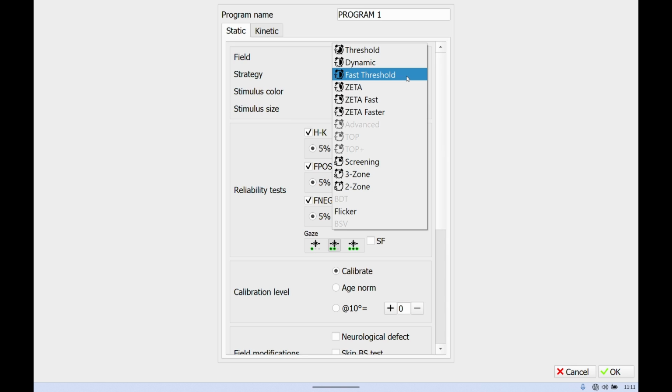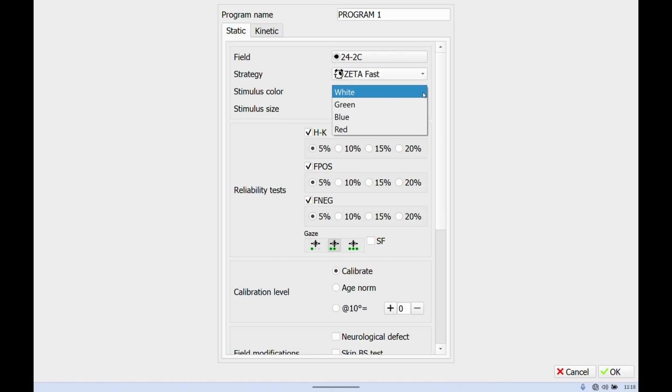So this is for 24-2C. If you've chosen 24-2, then you could also use advanced or top strategies, which are still threshold strategies. We can also change the stimulus color, stimulus size, but also the reliability test and the gaze tracker sensitivity. We have 3 levels of gaze tracker. The lowest one is basically the machine just registers the eye movement, does nothing. The highest one is the machine registers, then in cases of fixation loss, it will stop the test and then it will repeat. Finally, the machine will also instruct the patient to fixate.